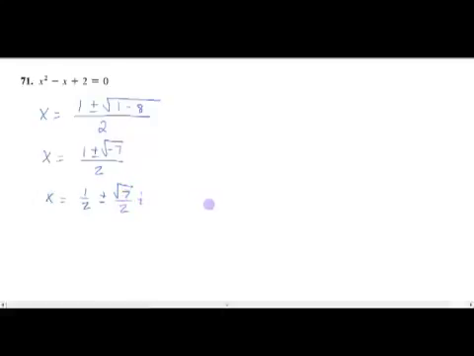Let's solve this using quadratic formula. So x is negative b plus or minus the square root of b squared minus 4 times a times c, all over 2 times a. So x is 1 plus or minus the square root of negative 7 all over 2. And in complex form, it'd be 1/2 plus or minus the square root of 7 over 2i.